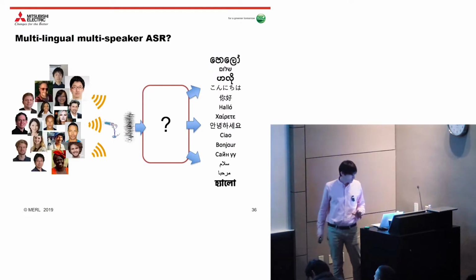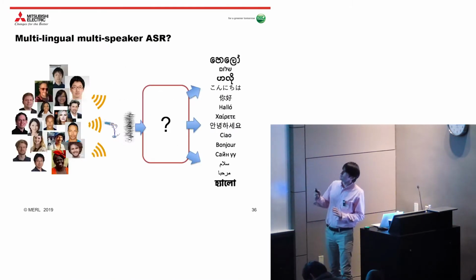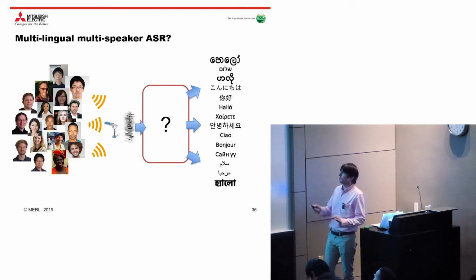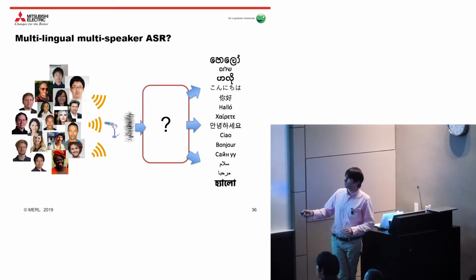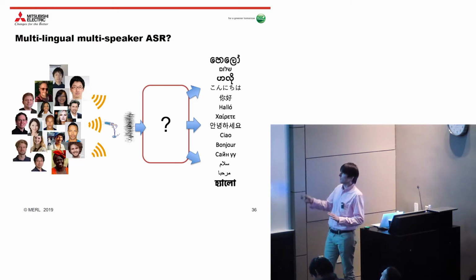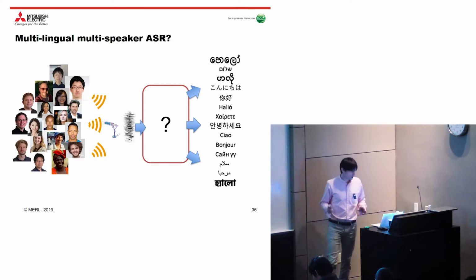All right. So what are we trying to do? We want to build a system that can recognize multilingual, multi-speaker speech. So you may have several people speaking different languages with just one microphone going through some box, and then you get the transcription of their speech.